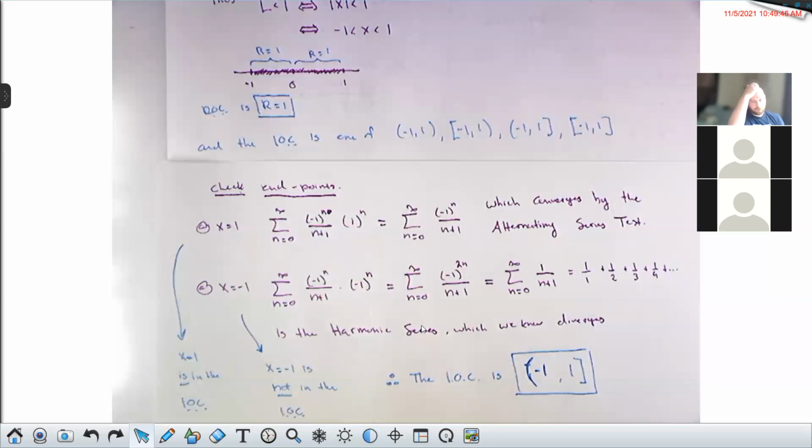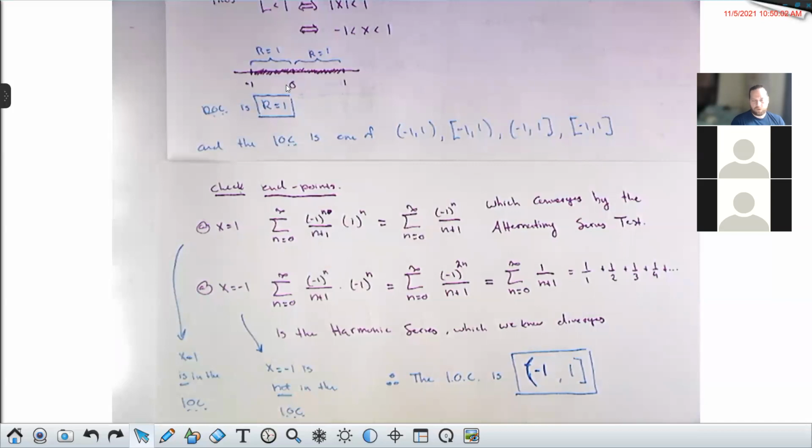Next time, we'll do a few more examples like this. I will show you some series have an infinite interval of convergence. Some series have an interval of convergence that is completely closed. And from there, we're going to talk about how to find power series that represent a particular function.